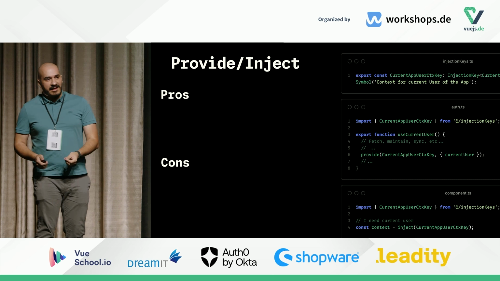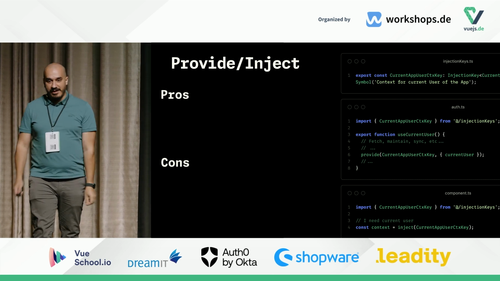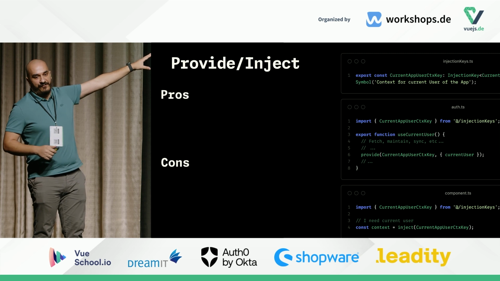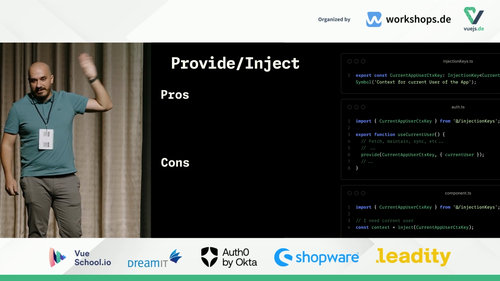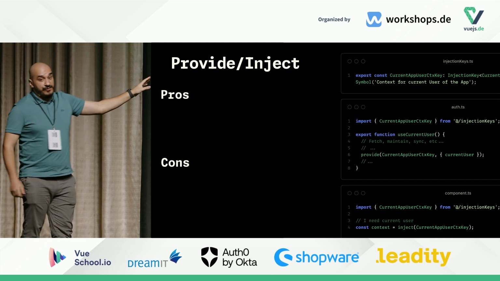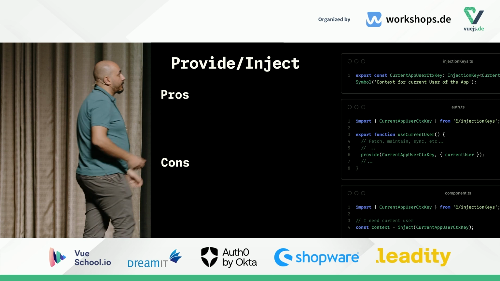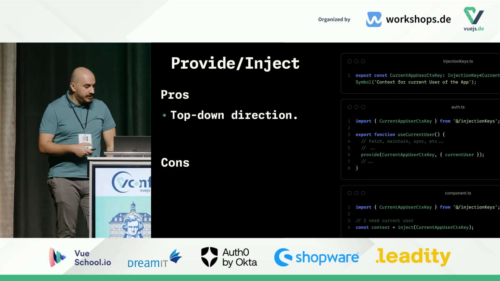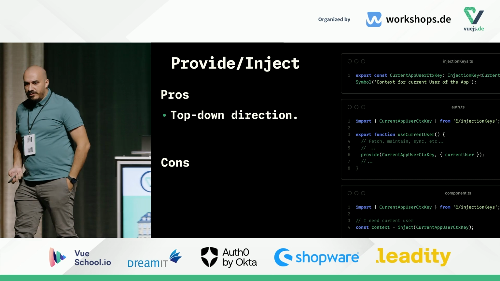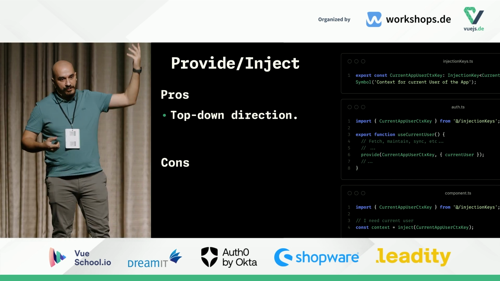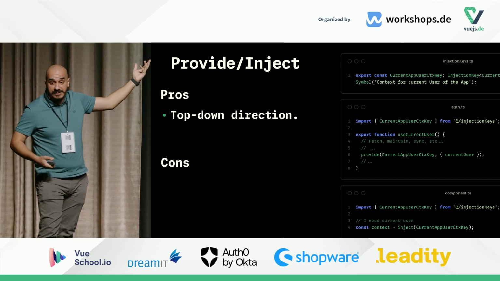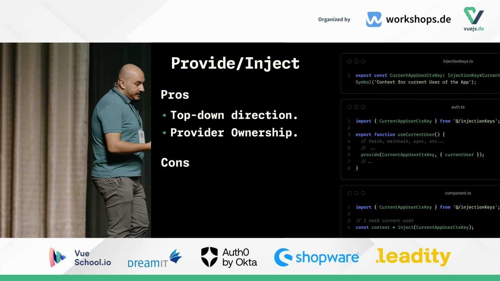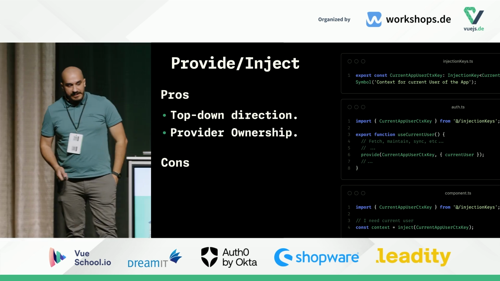Maybe if you are writing a library, you can skip that, but if you are working in a company, there is no way people have to hunt down your provides and see what's actually there. It's a really bad source of bugs if you don't have types. So make sure to do that. But provide inject solves some of these problems. First, it's a top-down direction in the hierarchy. So the component that provided the thing owns the thing, and it provides it for the children. It's provider ownership, basically.